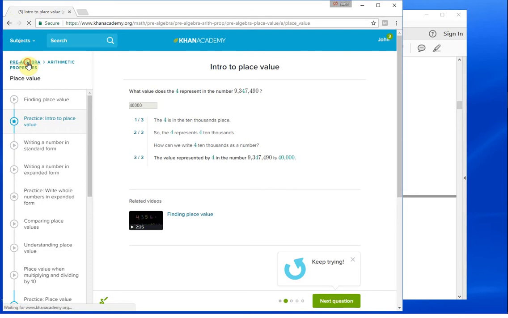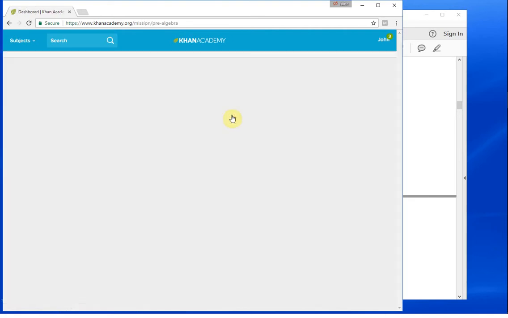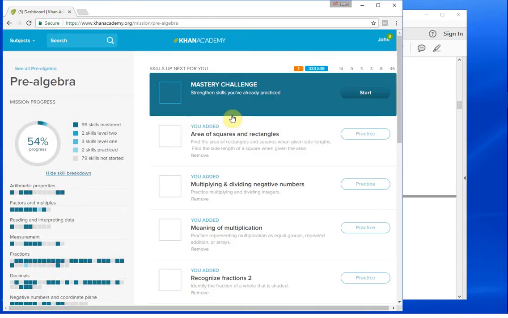But there's kind of a catch to this. Well, not really a catch. It's just you have to be pretty familiar with Khan Academy in order to get the most out of it. And you might have noticed right here, well, hopefully, that I have a mastery challenge waiting. So continue your pre-algebra mission. Well, so as I do more and more stuff, I get these mastery challenges.